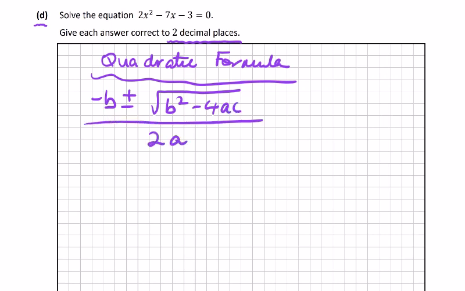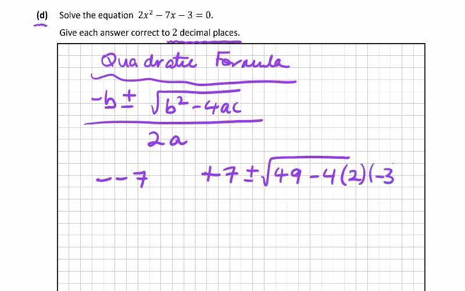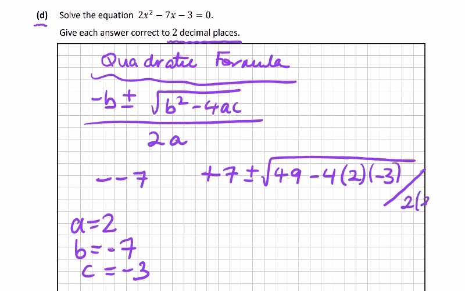The minus b is the quadratic formula, so just show the examiner what you're doing. Minus 7 can be written like this, or just write plus 7, plus or minus the square root of b squared. You can put it in straight away as 49. That's 7 squared, minus 4 times a, which is 2, times c, which is minus 3. And if you've heard me doing these videos before, you're going to say, well, you didn't write down a is equal to 2, b is equal to minus 7, and c is equal to minus 3, which I should have done. All divided by 2a, which is 2 times 2.